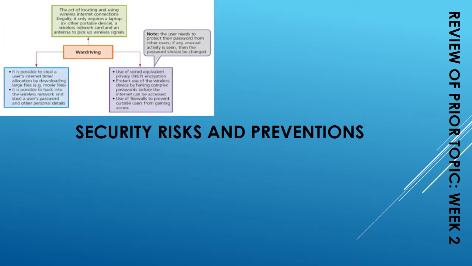War driving. The act of locating and using a wireless internet connection illegally. It only requires a laptop or other portable device, a wireless network card, and an antenna to pick up wireless signals. War driving can be avoided with the use of wired equivalent privacy (WEP) encryption, or you can protect your wireless device by having complex passwords before the internet can be accessed. And thirdly, you can use a firewall to prevent outside users from gaining access.